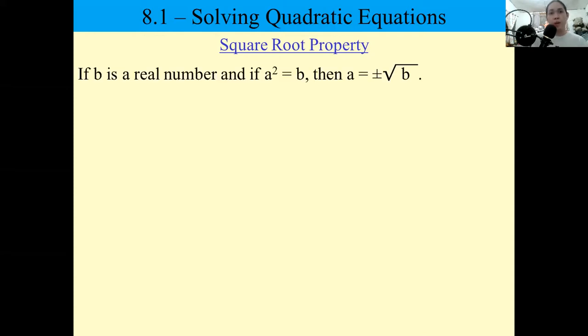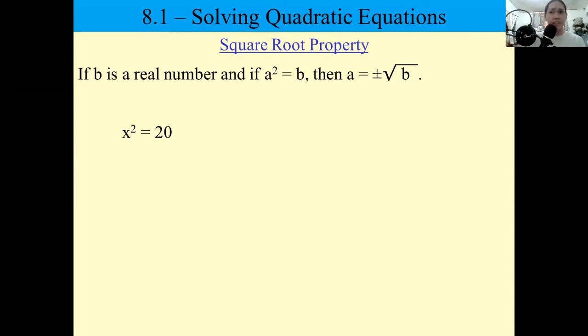According to the square root property, if b is a real number, and if a squared is equal to b, then we can say that a is equal to positive and negative square root of b. Square both sides. That's the concept in the square root property. Now, to highlight this definition, let's apply the property to a given problem in solving quadratic equations. Let's have an example.